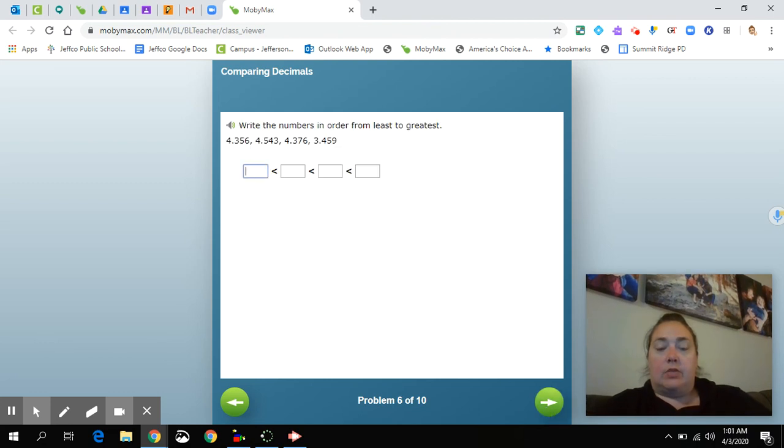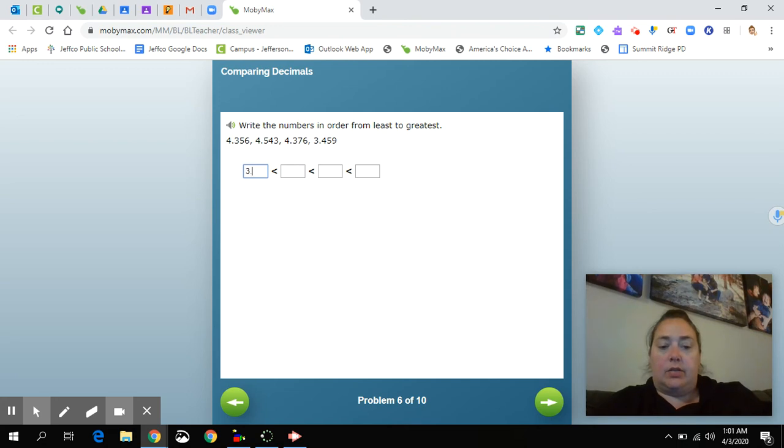So we have to write these in order from least to greatest. Up here, I see a bunch of 4-point somethings, but the smallest is the 3-point, so 3.459 is the smallest. And then I have the 4s. I have 4.3, 4.5, and another 4.3. The 4.3s are going to be smaller than a 4.5.